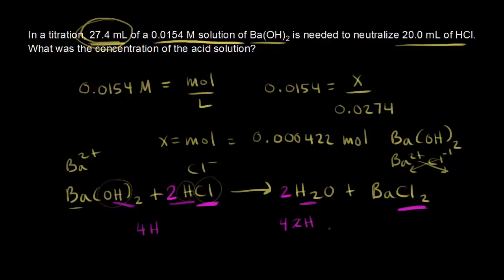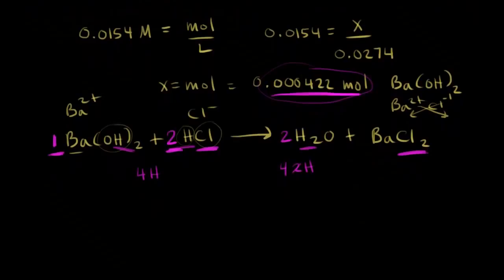Let's look at the mole ratio for barium hydroxide to HCl. There's a 1 here, so for every 1 mole of barium hydroxide, we have 2 moles of HCl. We already calculated how many moles of barium hydroxide we used in our titration, that's 0.000422. So therefore, we had twice as many of HCl. So we could multiply this number by 2, and we'd figure out how many moles of HCl we have. Or you could set up a proportion. If we're talking about a ratio of barium hydroxide to HCl, our mole ratio is 1 to 2.